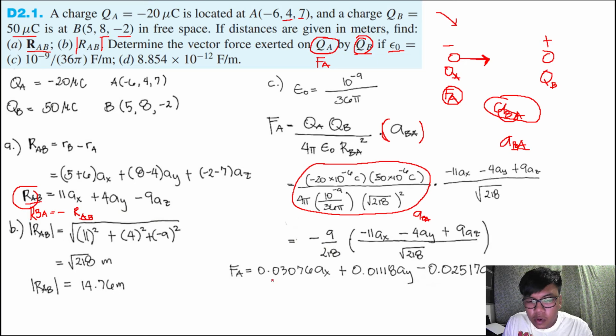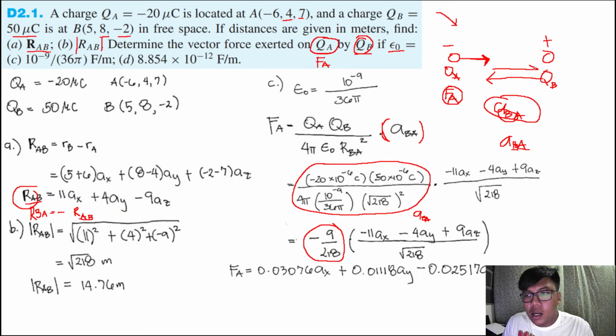So, we have the 0.03076 A sub x plus 0.01118 A sub y minus 0.02517 A sub z. No? Nabago yung sign. So, supposedly, itong direction na to is from B to A, di ba? Yung direction na ginamit natin, RBA. So, dito daw galing. So, pag ganon, patulak. Ngayon, nung minultiplyan natin ng negative na magnitude, bumaliktad siya. Galing na kay A to B. No? So, ganun gumagana yan.